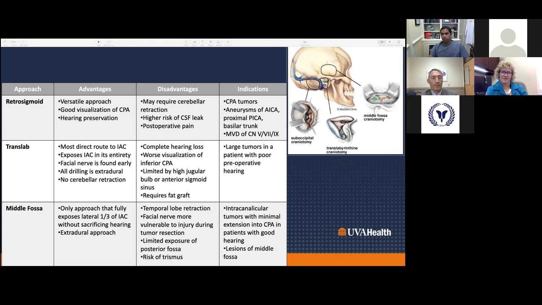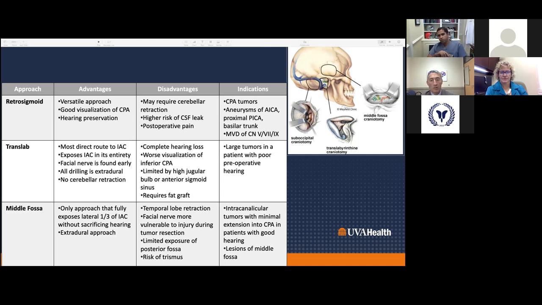And finally, the middle fossa approach, I'm going to defer to Dr. Mowry. She's going to talk a little bit about that later, but certainly it's the only approach I think that really exposes small tumors and gives you the best chance at preserving hearing, especially when tumors are small and located in the distal internal auditory canal.